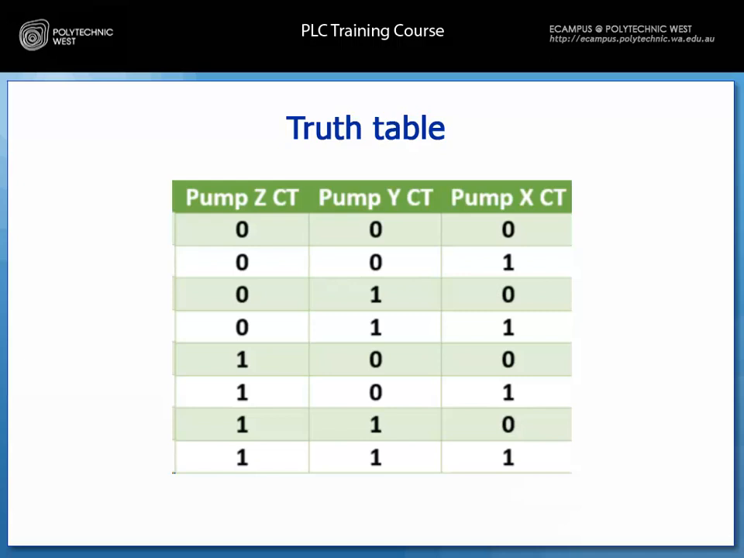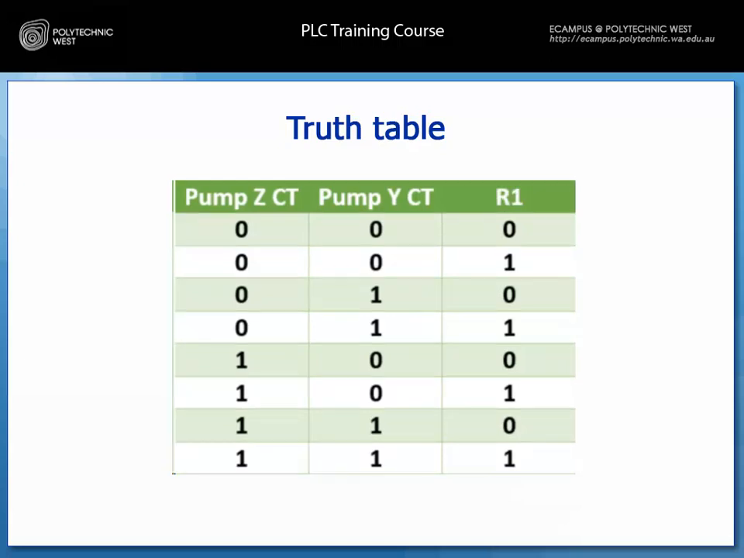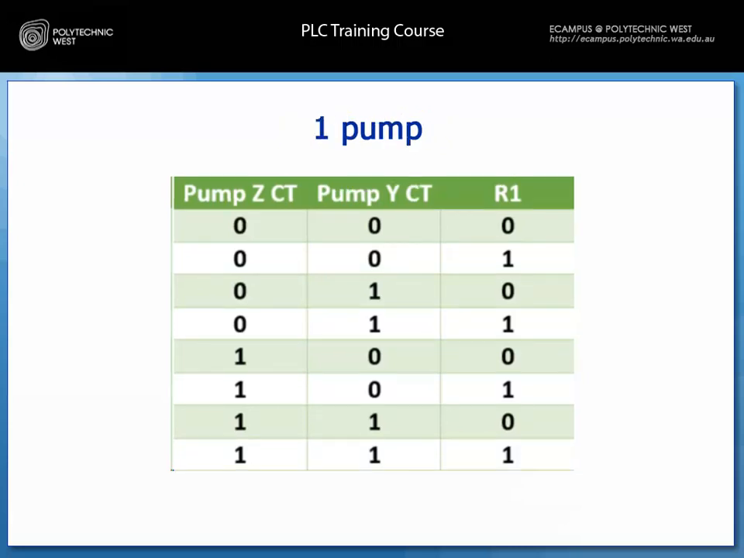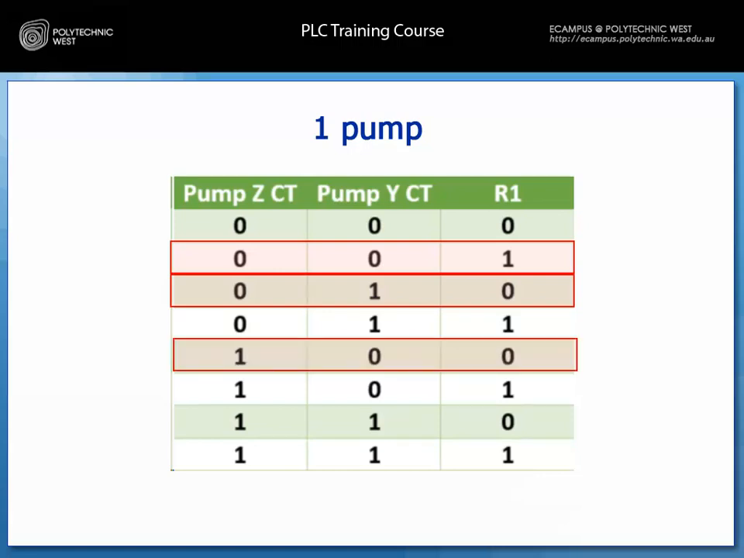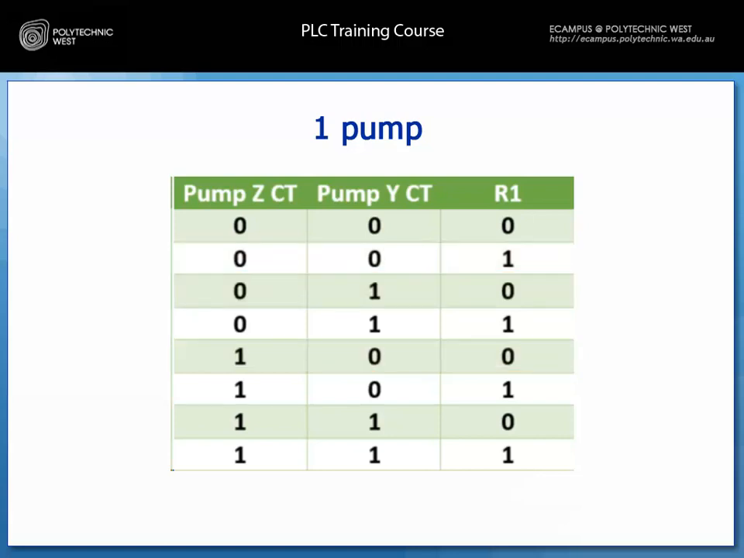Earlier on, the variable R1 was created, which comes on when auxiliary X and pump XCT are on. So R1 will be used instead of pump XCT alone because R1 contains more information. Look at the truth table and identify the conditions where one pump is on and the other two are off. So we want the lines where there is a combination of 2 zeros and 1 one. All the other combinations are either 2 or 3 pumps.